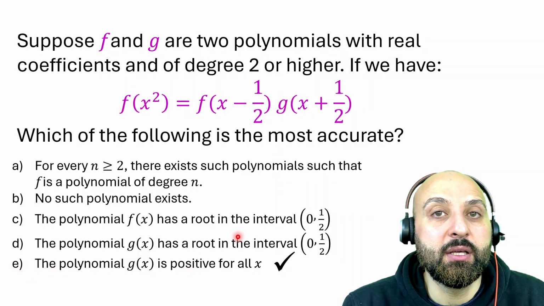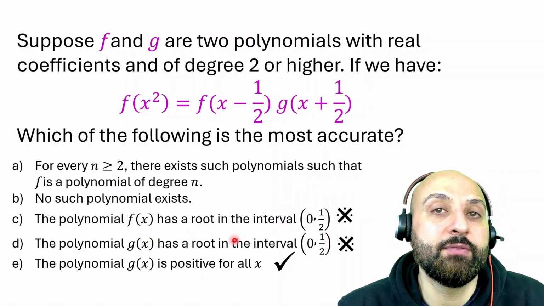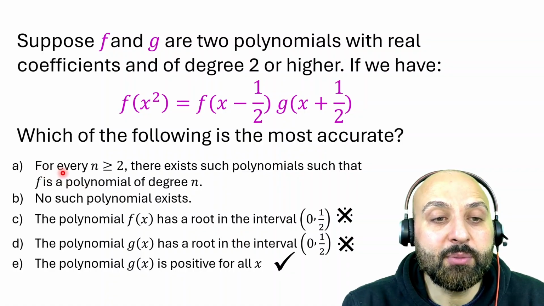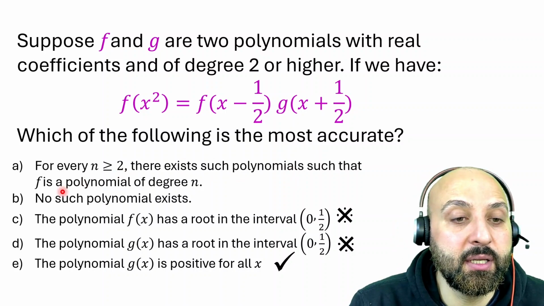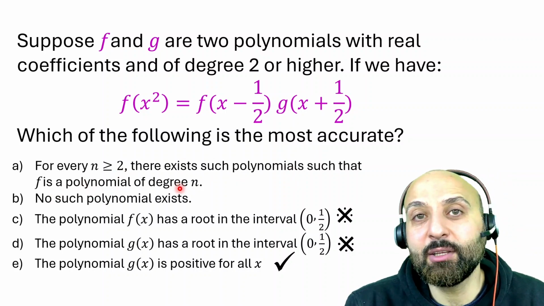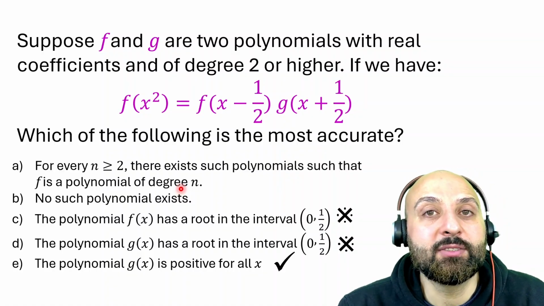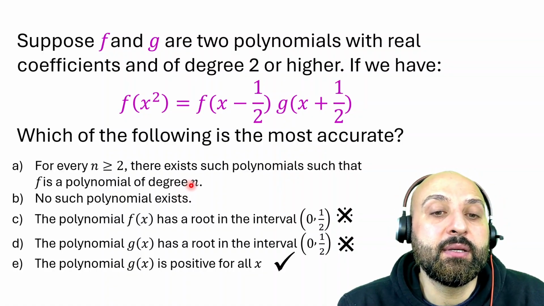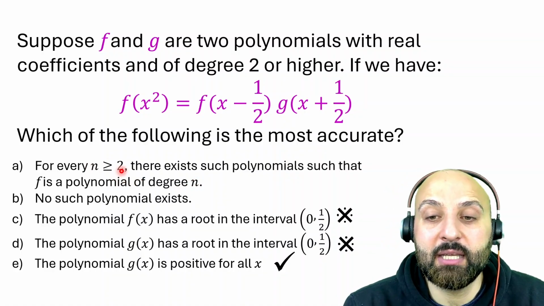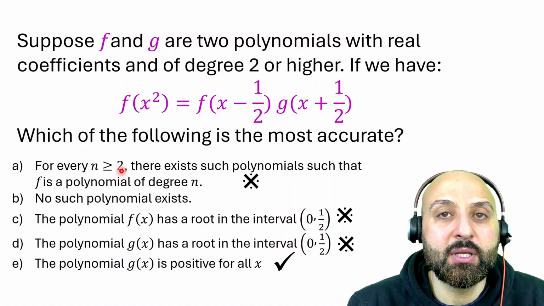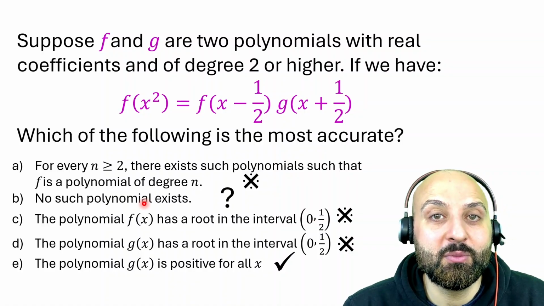Because obviously, we showed that f(x) cannot have any root, g(x) can also not have any root, so these two options are obviously wrong. The first option says for every n equal or larger than 2, there exists such a polynomial that f is a polynomial of degree n. This cannot be true, because if the polynomial is of odd degree, then the polynomial always has one real root. And therefore, it will be a contradiction, because we showed that f(x) cannot have any real root. Therefore, this statement is also wrong. But now what about option B? No such polynomial exists. We have to also eliminate this option.